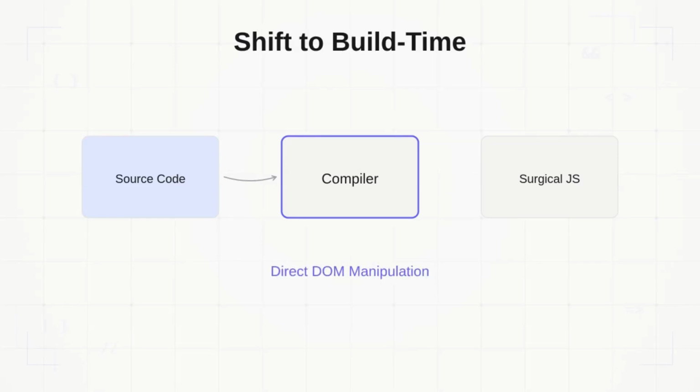It's like having a custom-built update function for every single variable in your app. When the variable count changes, the framework doesn't ask what changed in the UI. It already knows exactly which text node needs to be updated. This moves the complexity from the user's browser to your build server. This new paradigm is called fine-grained reactivity.